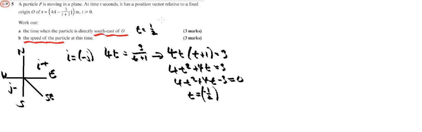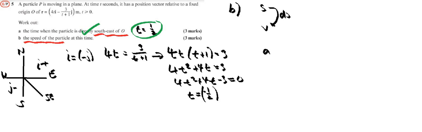So that's part A. Now part B, the speed of the particle at this time. Well, we have got a position vector. Remember that position, velocity, acceleration. If I want to get from position to velocity, I take the change in displacement over time. If I want to get from velocity to acceleration, the change in velocity over time gives me acceleration.